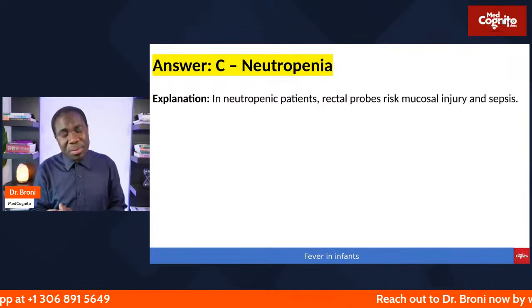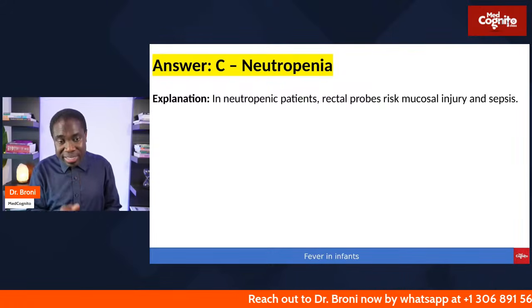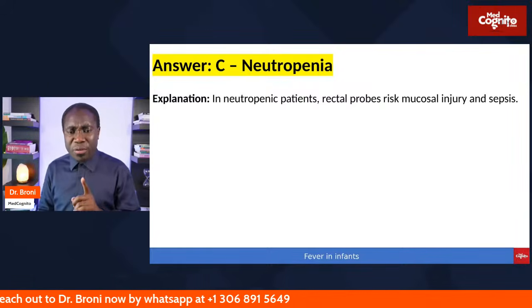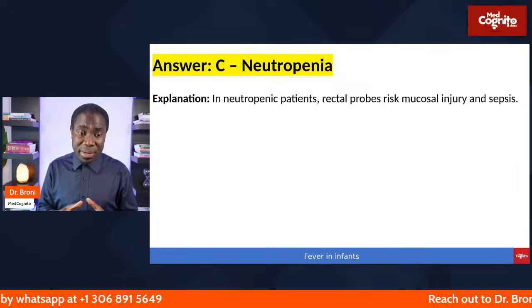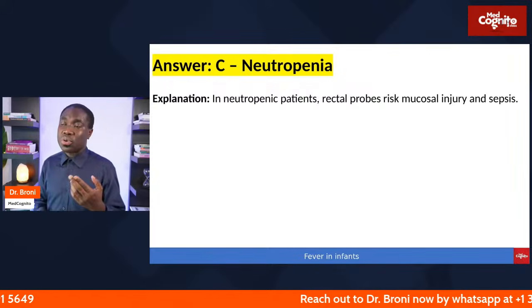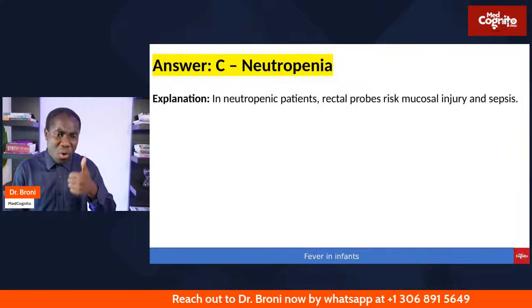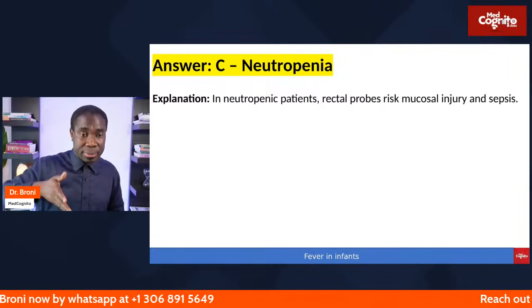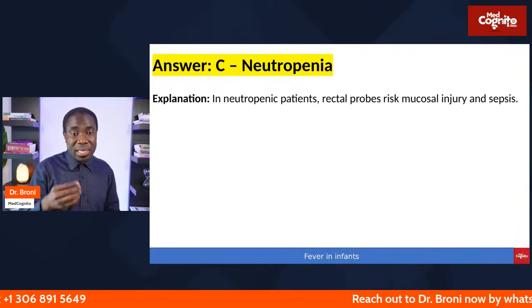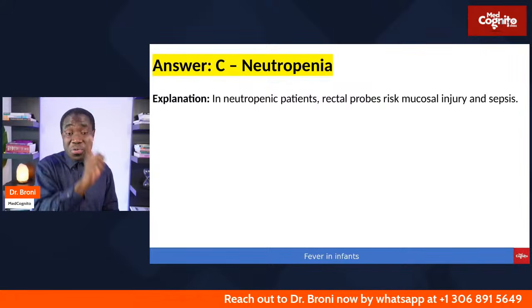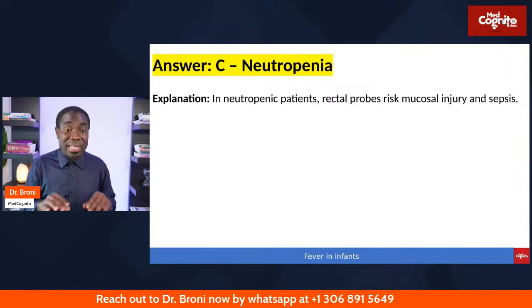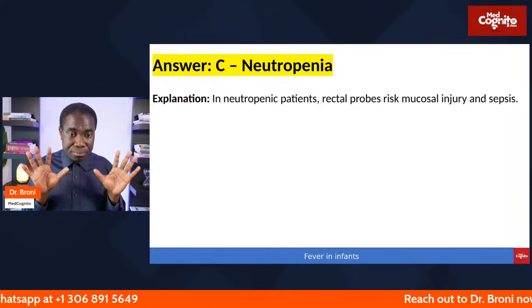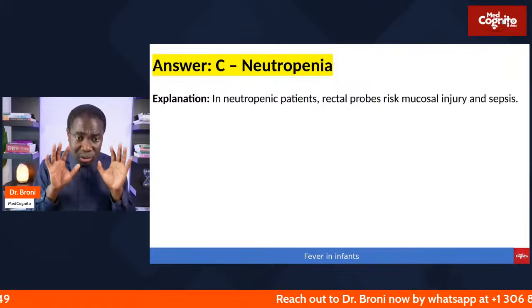One problem with rectal temperature measurement is that it can cause bruising in the rectal verge. Also, don't forget that in the rectal region there are so many bacteria. So if you do a core body temperature with a rectal measurement and there's a break in the continuity of the skin, you can introduce some of the organisms in the rectum into the child's bloodstream, and that can lead to sepsis. And sepsis in a neutropenic patient is not good news.